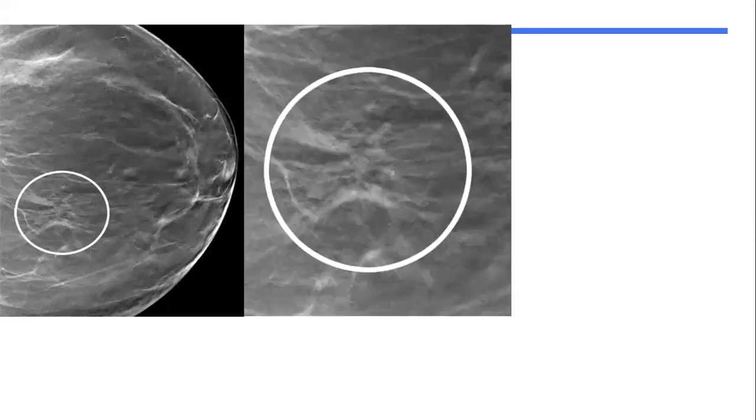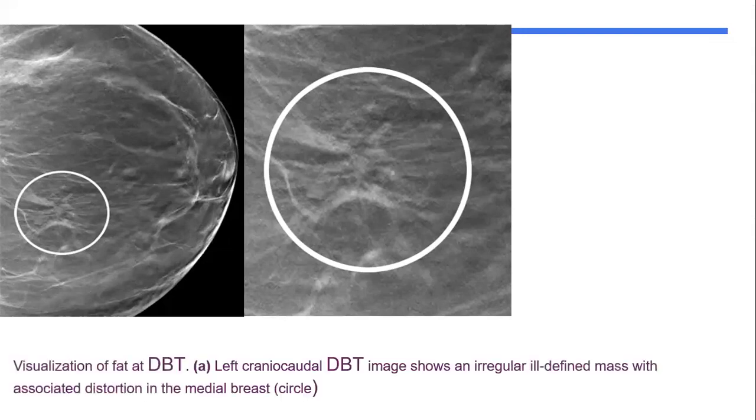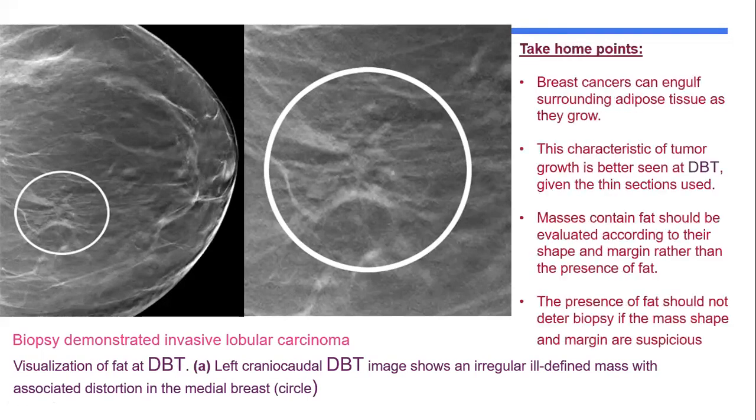What about this? This is an example you can see. Previously, when we saw fat, we usually labeled the lesion as BI-RADS 2, and we could consider spiculation in such lesions as fat necrosis. But recently, in the literature, they describe, due to the use of thin cuts on tomosynthesis, that in this case it was biopsy proven to be lobular carcinoma.